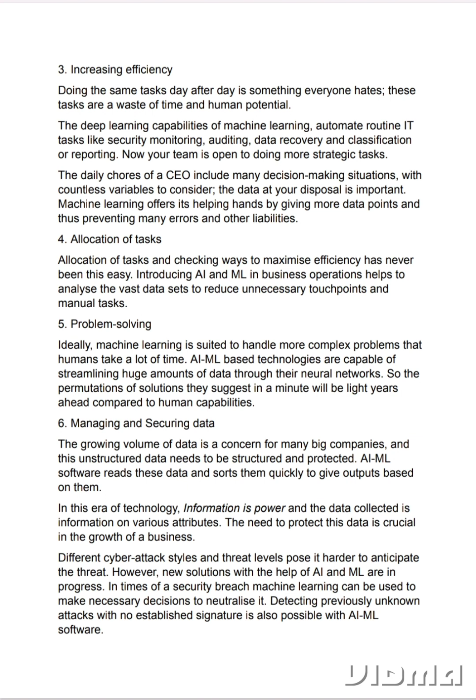Different cyber attack styles and threat levels make it harder to anticipate a threat. However, new solutions with the help of AI and ML are in progress. In times of a security breach, machine learning can be used to make necessary decisions to neutralize it. Detecting previously unknown attacks with no established signature is also possible with AI ML software.